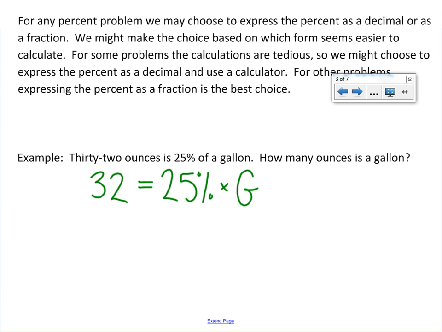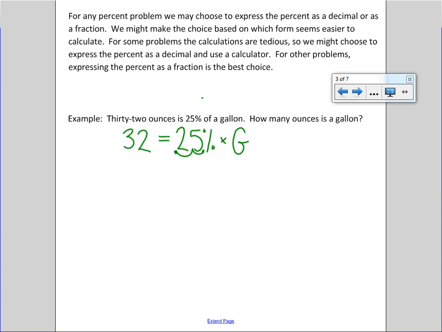Okay. So once we have this, we can't find G until we have 25% written as either a decimal or a fraction. So, in my opinion, it's easier to do things with the decimal because I'm kind of lazy and I like to just plug it into my calculator. We can remember one of two ways to change a percent to a decimal, and that is either 25% divided by 100, or we can remember that whenever there's not a decimal shown, it's understood behind it, okay? And we can move that decimal 2 times over. So that means that I have 32 equals 0.25 times G.